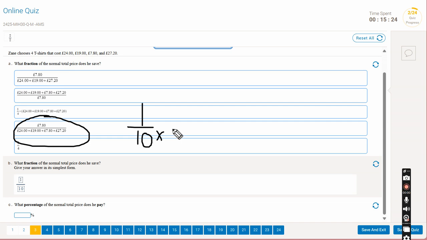So how can we make this into a percentage? Multiply here by 10 and multiply above by 10. So you get 10%, 10 over 100. But what does it mean? This is 10%. He's saving 10%.